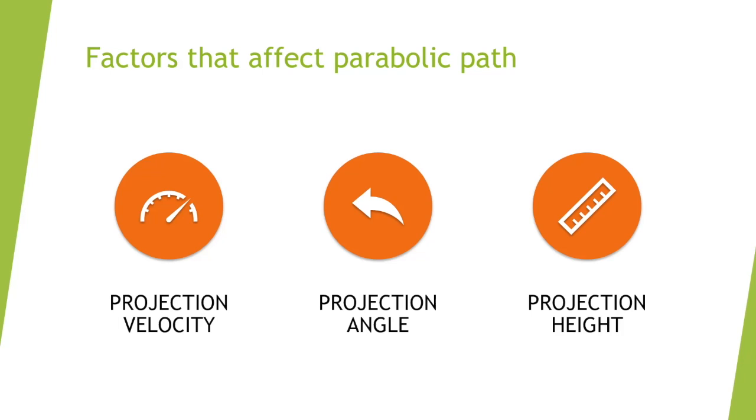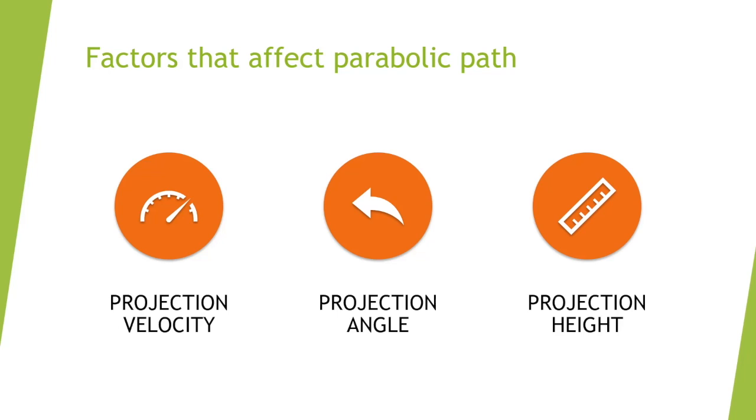When considering projectile motion, there are three main components: initial velocity, projectile height, and projectile angle. The projectile height is the vertical height at which the object begins its trajectory, and the initial velocity is the rate at which the object is initially thrown or dropped.